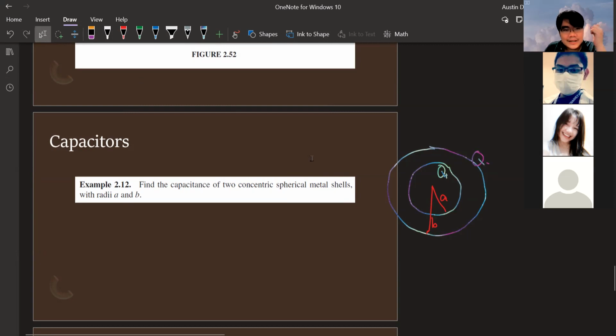Okay, may tanong, sorry. Sir, question po sa 2.11, paano po naging sigma over 2 epsilon naught yung P?